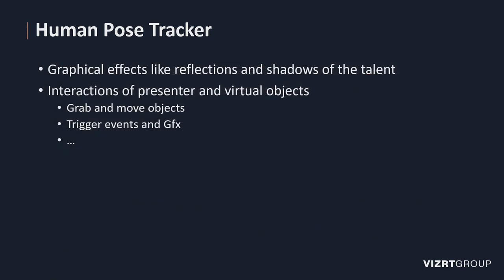So once you have that data, you can do a lot of nice things. So one thing is you can just add graphical effects to your virtual studio, like reflections, shadows of the talent, things like that. Or what I think is more interesting, you can also think about having the presenter interact with your virtual studio scene. So for example, the presenter can grab and move virtual objects. He can collide with virtual objects. The presenter can trigger events and graphics with hand gestures and movements. So there can be a lot more interaction of the talent with your virtual scene.